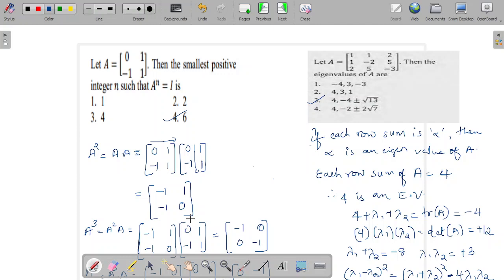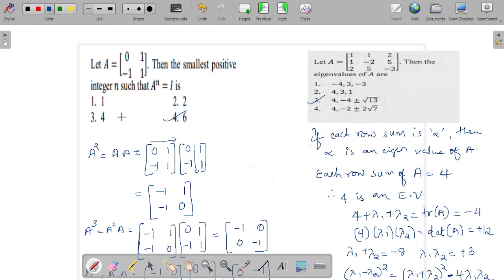In this video, I'll solve 5 questions of linear algebra from old question papers of CSIR NET Mathematics examination. Let me take the first question. Let A equal to [0, 1; -1, 1]. This is the 2 by 2 matrix. Then the smallest positive integer n such that A power n equal to I is.